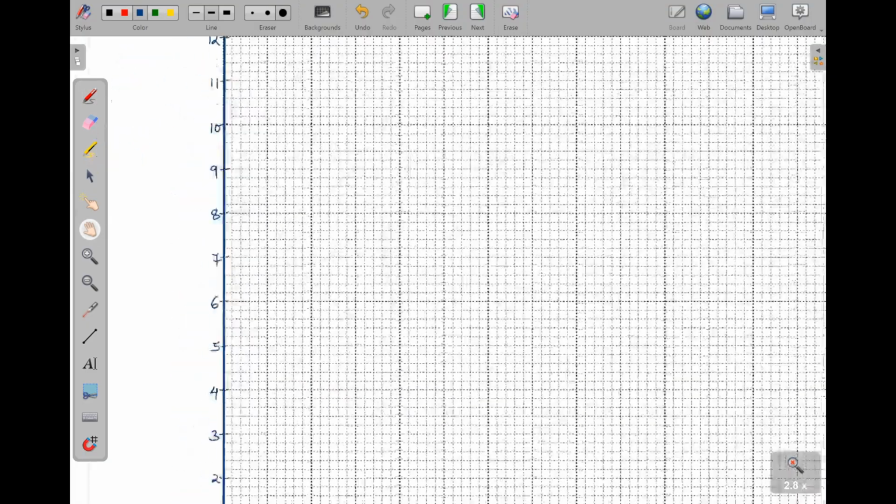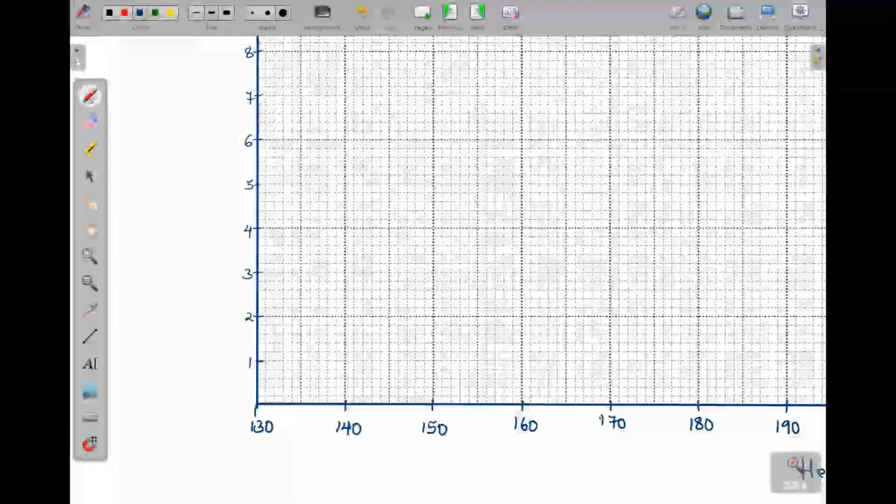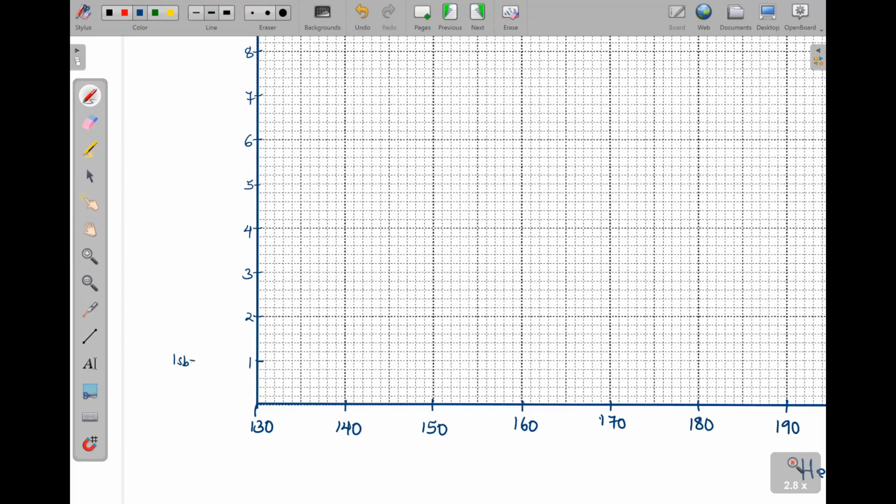So 1 small box here is equivalent to 1 unit. So we shall divide by how many small boxes there are. These ones are 5, so divide by 5. 1 small box is therefore equivalent to 0.2. You see that? So that is that.